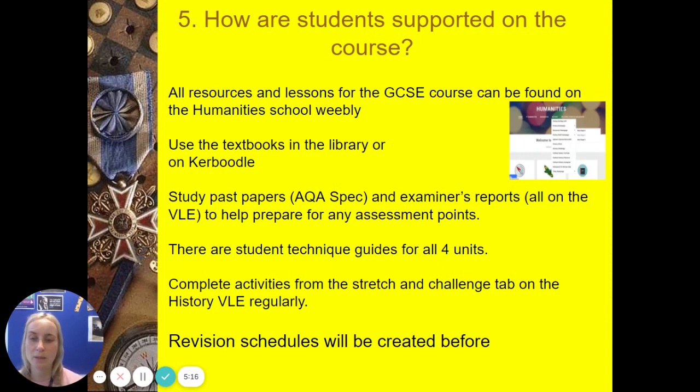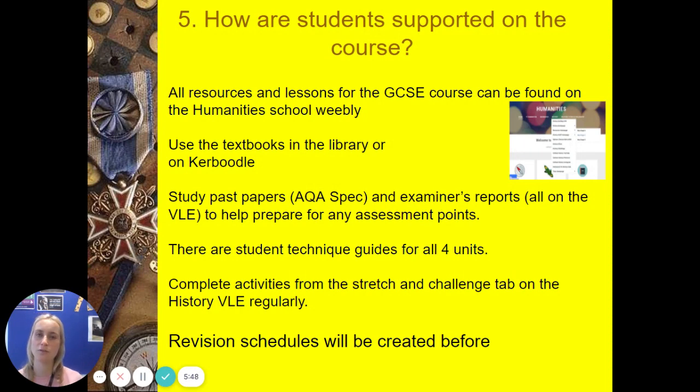On the Humanities Weebly, there are past papers and examiners' reports to help prepare for any assessment points. But also, if they'd like to practice answering any exam questions when they feel they've got a bit of extra time, there are student technique guides created for all 4 units. And again, these will have in them key questions, checklists, key content, and also all of the past papers. So another really excellent resource to help students prepare, not just for assessment points, but also for their final exam.